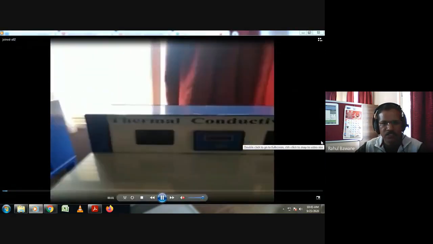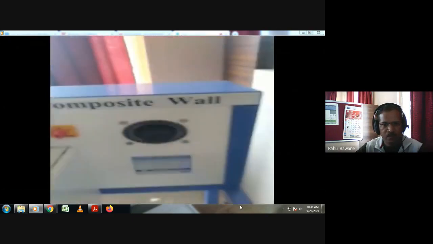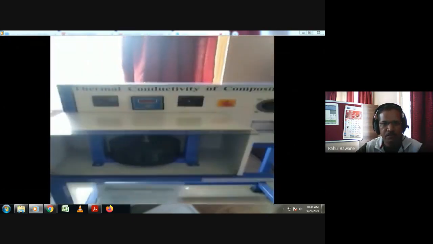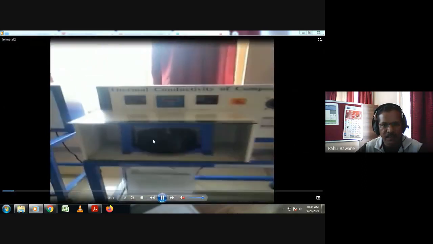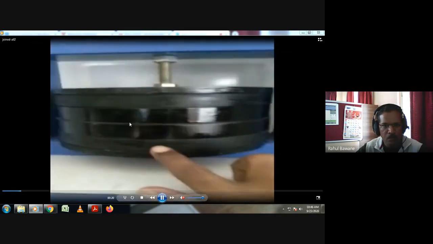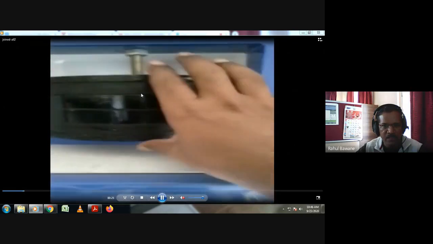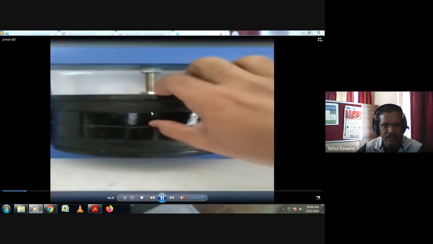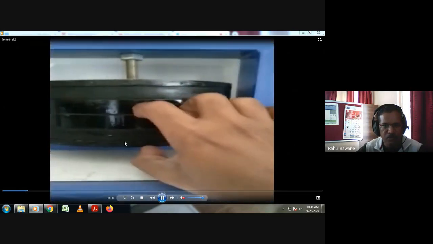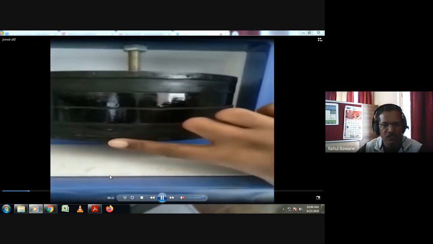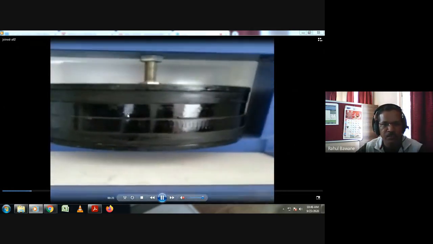So this is the actual experimental setup to determine thermal conductivity of a composite wall. This is a stack of composite walls. In the composite wall, there is a heating plate centrally, then MS plates on both sides, then bakelite after the MS plate, and in the last there are wood plates. So the first stack is the top side composite wall, and the bottom side is the composite wall. There are two composite walls, and in between them the heating plate is sandwiched.